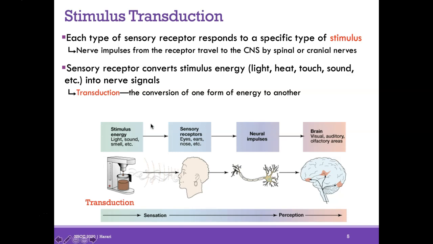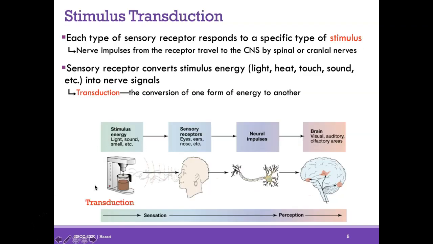So what we're doing in the sensory system is the sensory receptors are transducing the stimulus energy. Let's say it's a sound or a smell, that's a form of energy. And the receptor is converting that energy, is transducing that energy into nerve signals. And those nerve signals could then inform the brain of what that stimulus is.